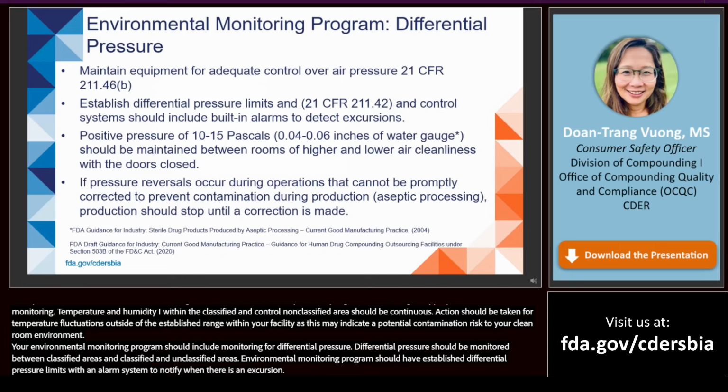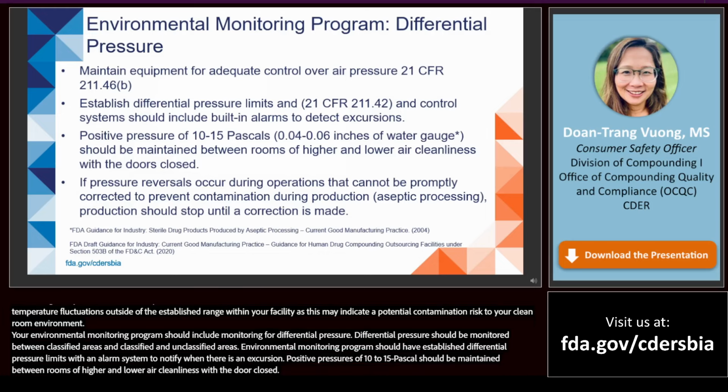Positive pressures of 10 to 15 Pascal should be maintained between rooms of higher and lower air cleanliness with the door closed. If pressure reversals occur during operations that cannot be promptly corrected to prevent contamination during production, production should stop until a correction is made.